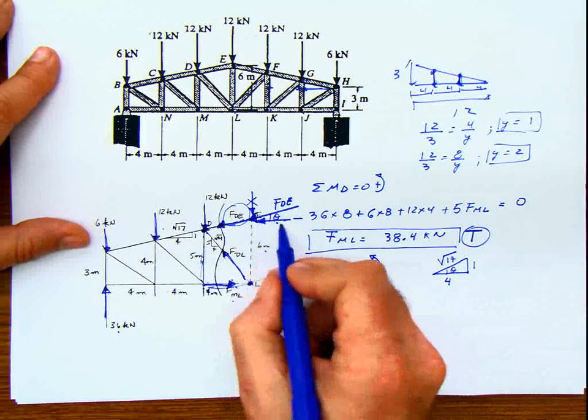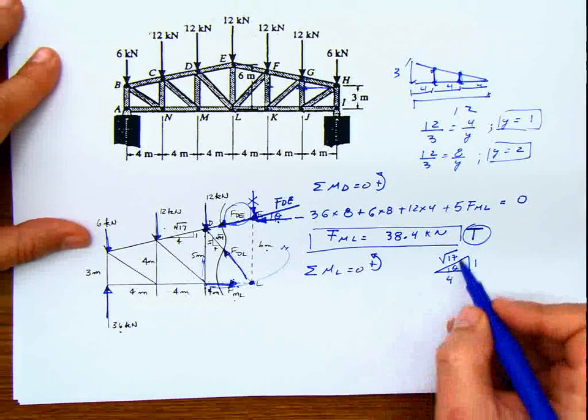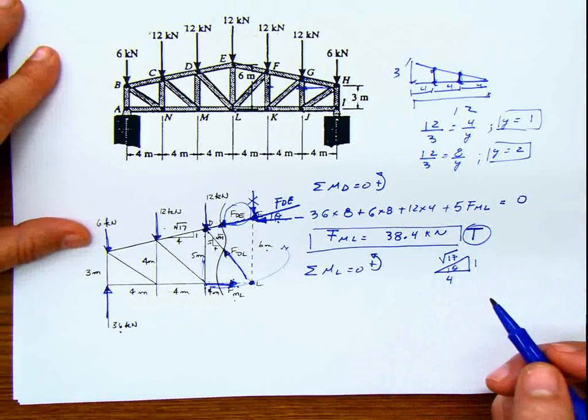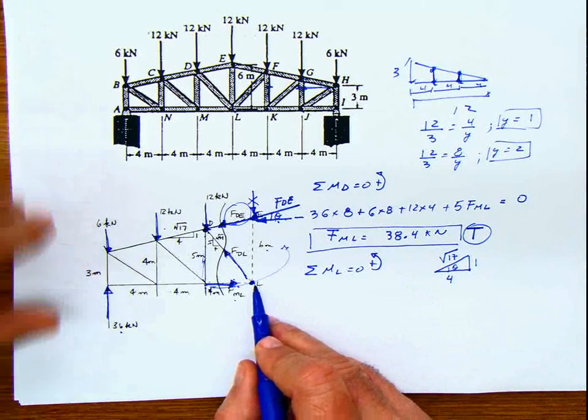But I can say that the cosine of this is 4 divided by square root of 17, and I can use it like that. Personally, I like using these types of relations. So let's do that. Let's do summation of moments at L. And let's start with this value.